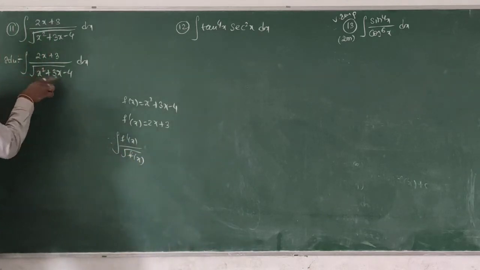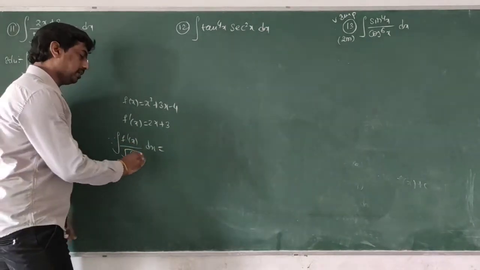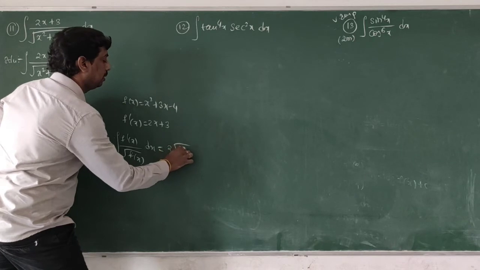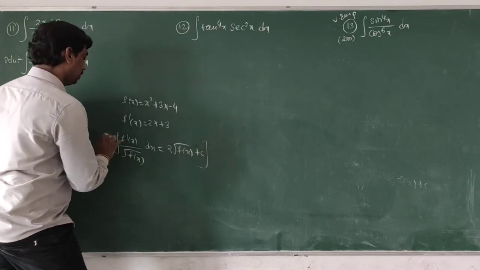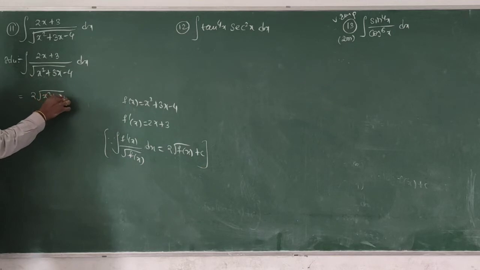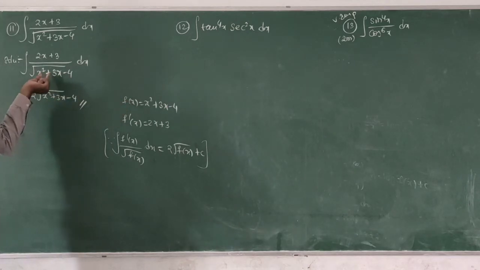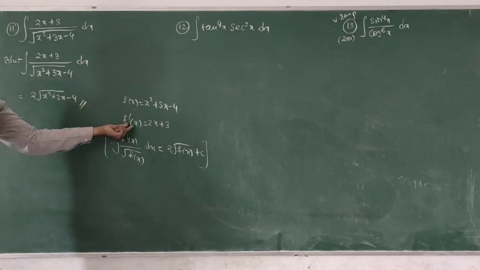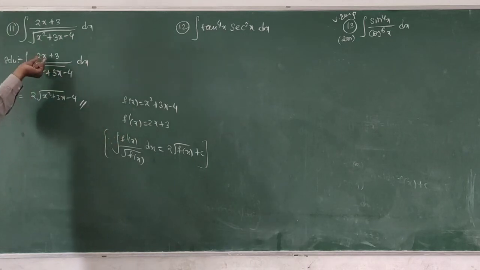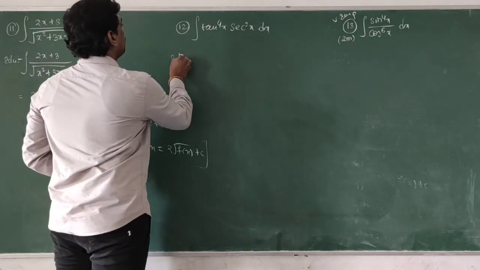Here the root is there now. That's why integration of 1 by square root of f of x dx. What is the formula for this one? Yes, already learned it: 2 root f of x plus c. So by using this formula, the solution of this one is 2 root of x square plus 3x minus 4. That's the end of the problem. If you take f of x equal to x square plus 3x minus 4, we get f dash x equal to 2x plus 3. That's why if you substitute that value, integration of f dash x by root f of x is 2 root f of x. Understood? Right? In the continuation, next problem.